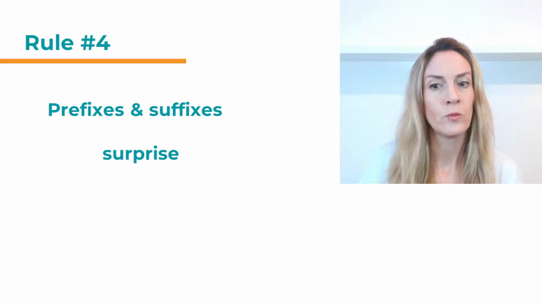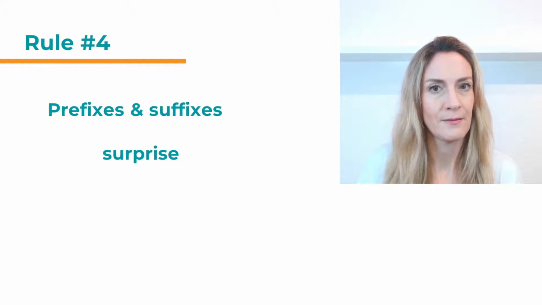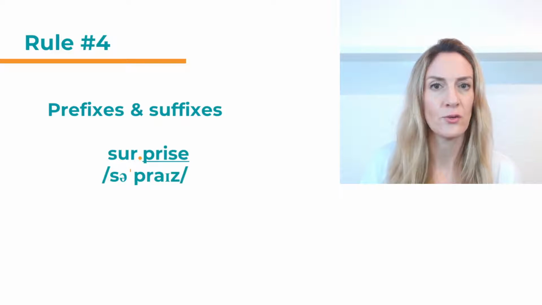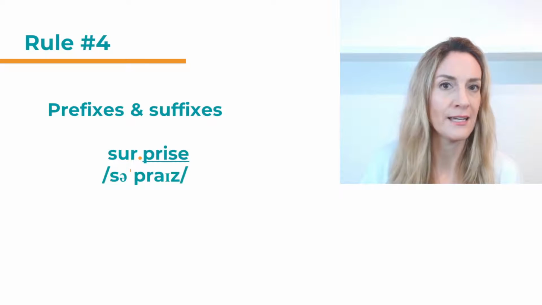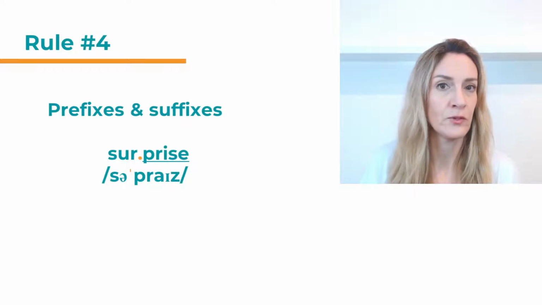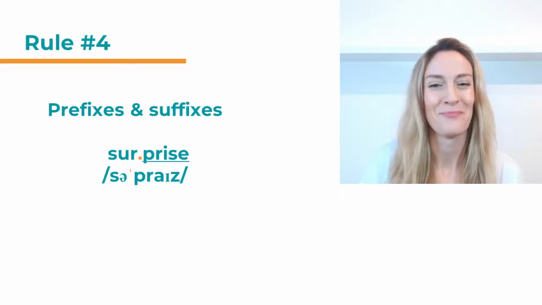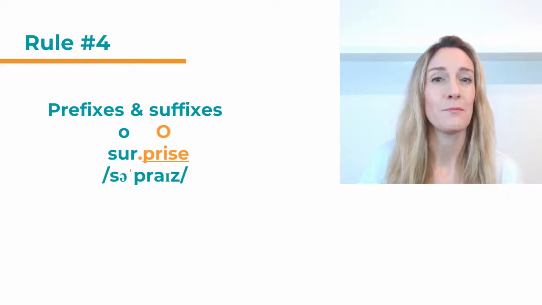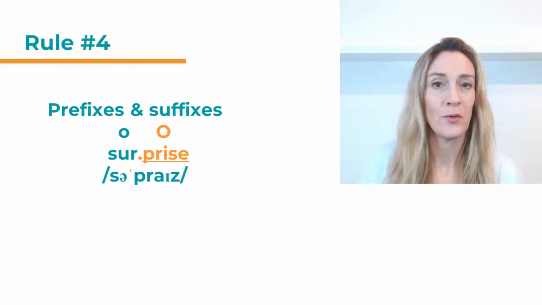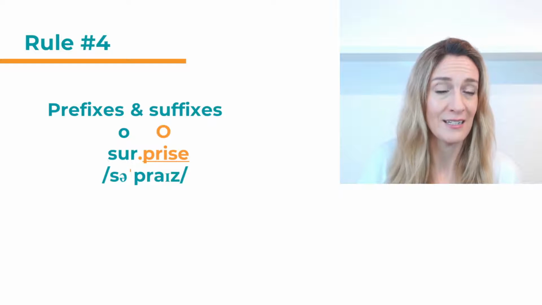Here I've given you a word, surprise. First of all, I've shown you again here the syllable boundary. We have surprise. This is a noun. Now let's see what happens when we add first suffixes and then prefix. First of all, we're going to see where the stress is. Surprise, surprise. So in this noun, the stress is on the last syllable, the second.